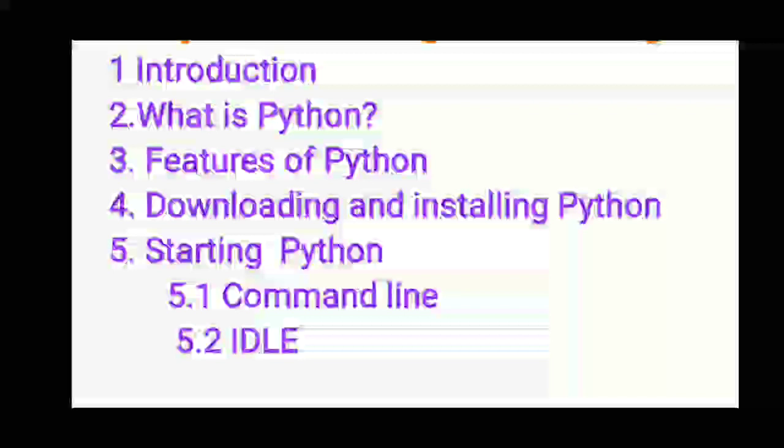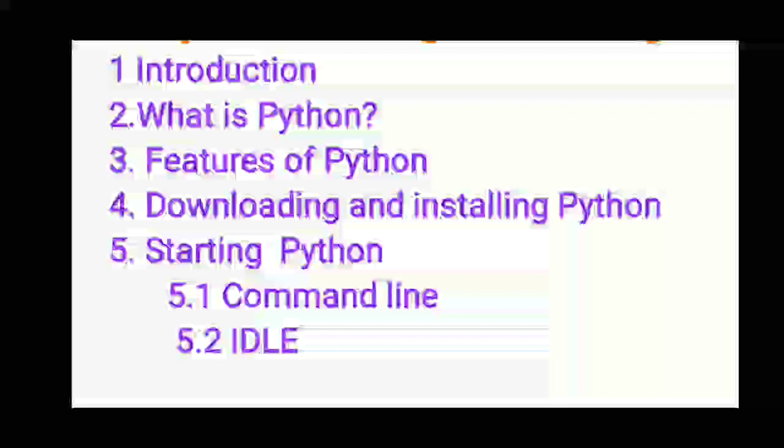Next, the second type, is IDLE. IDLE means integrated development environment. So it is a graphical integrated development environment for Python. It contains Python shell. In the case of command line you need to write a single line of code and execute it, but in the case of script you can write multiple lines of code and at the same time you can run it.